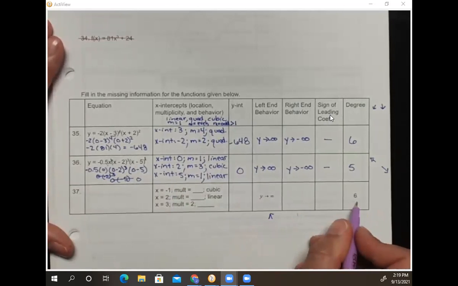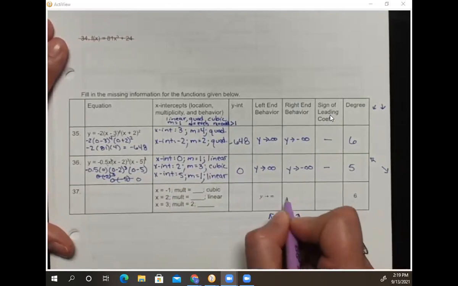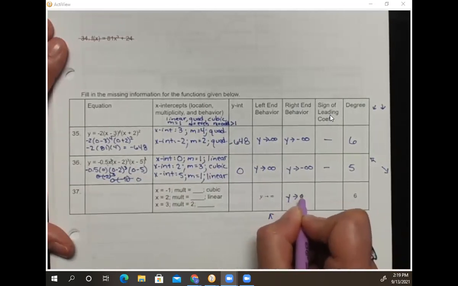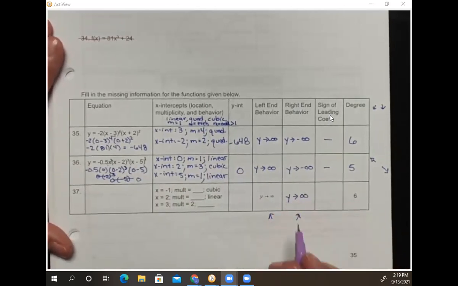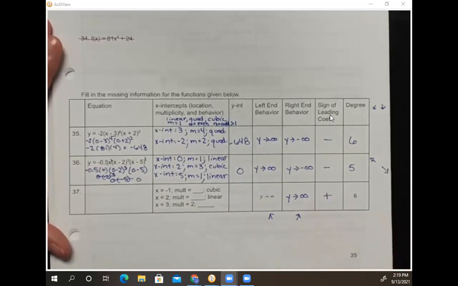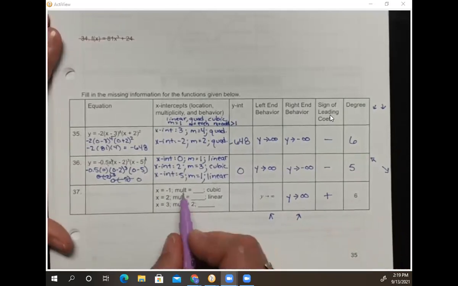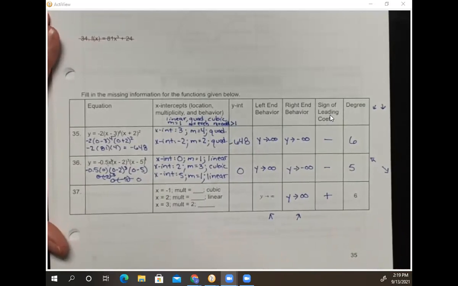Since even degree functions have ends that go in the same direction, that means this end also has to go up. So on the right end, y is also going to approach infinity. And since both ends go up, that means our lead coefficient had to be positive. Now let's take a look at our x-intercepts and the multiplicities that we know.